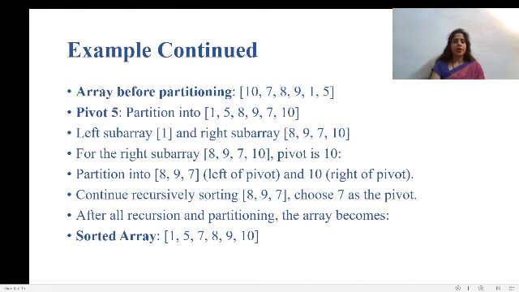So again, sub array number 2 over here is 8, 9 and 7, right? So again we'll continue the process. First we choose a pivot element in between 8, 9 and 7. 7 is the pivot element. So we'll compare 8, 9 with 7. 8, 9 is greater than 7, so it will go towards the right hand side of the 7. So the list will be 7, 8 and 9.